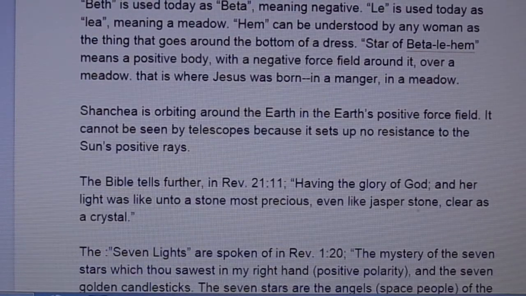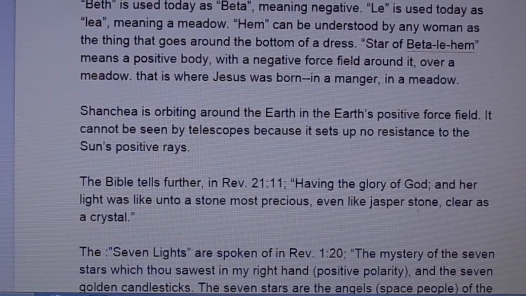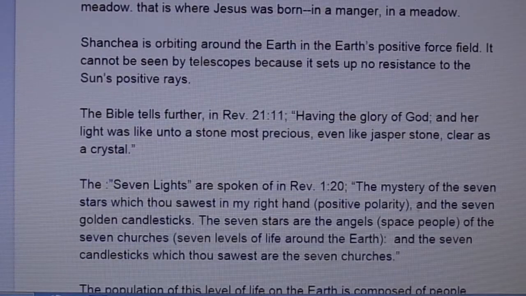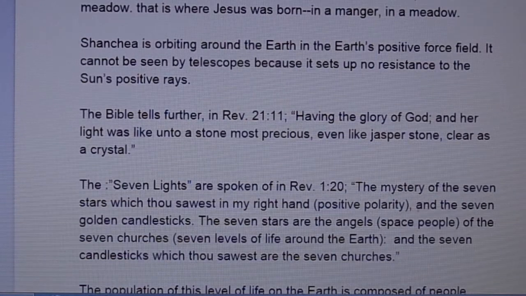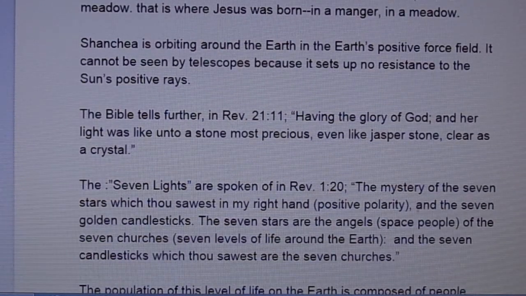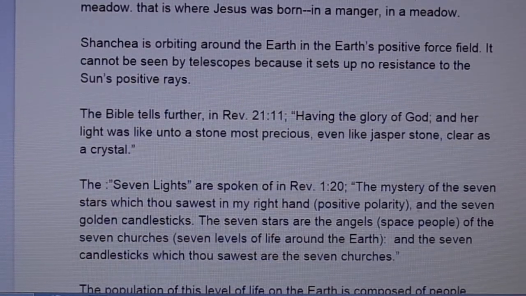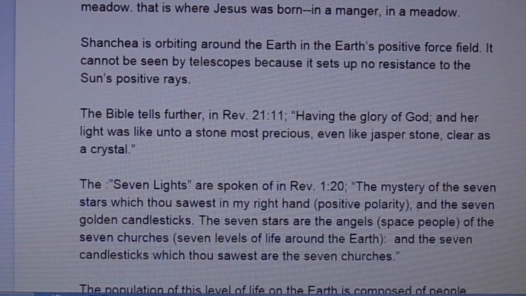Shanxia is orbiting around the earth in the earth's positive force field. It cannot be seen by telescopes because it sets up no resistance to the sun's positive rays. The Bible further tells in Revelation 21:11, having the glory of God, and her light was like unto a stone most precious, even like the jasper stone, clear as a crystal.